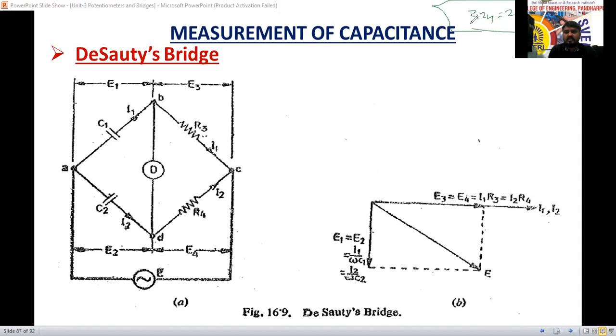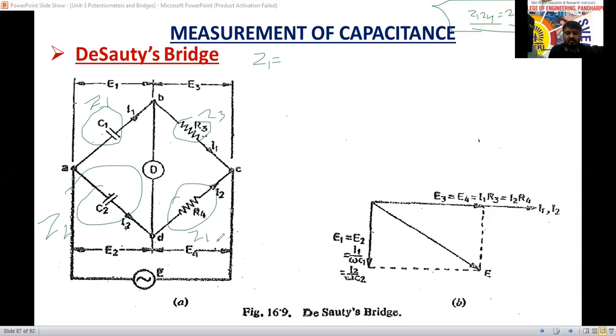At balanced condition, Z1, Z4 equal to Z2, Z3. Is it correct, the formula? Yes, sir. Then what do you mean by Z1? Can anyone tell? This term we are going to consider as Z1, this term as Z2, this term as Z3, and this term as Z4.